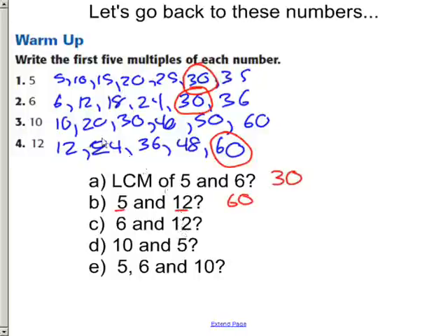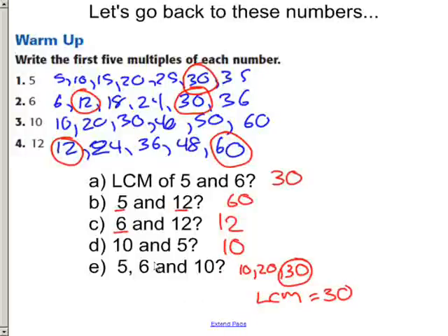Let's try 6 and 12. Well, let's start with 12. The first multiple of 12 is 12, and so I asked myself, does 6 also go into 12? And sure enough, it does. So my very first multiple is actually the answer, and I can see that it is on the list of 6 also. Okay, why don't you try the next two? Pause your video and give those a try.